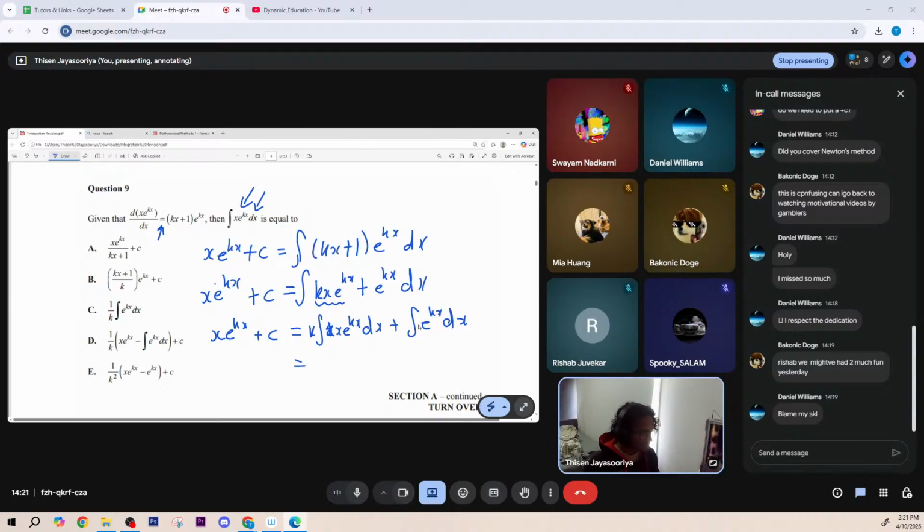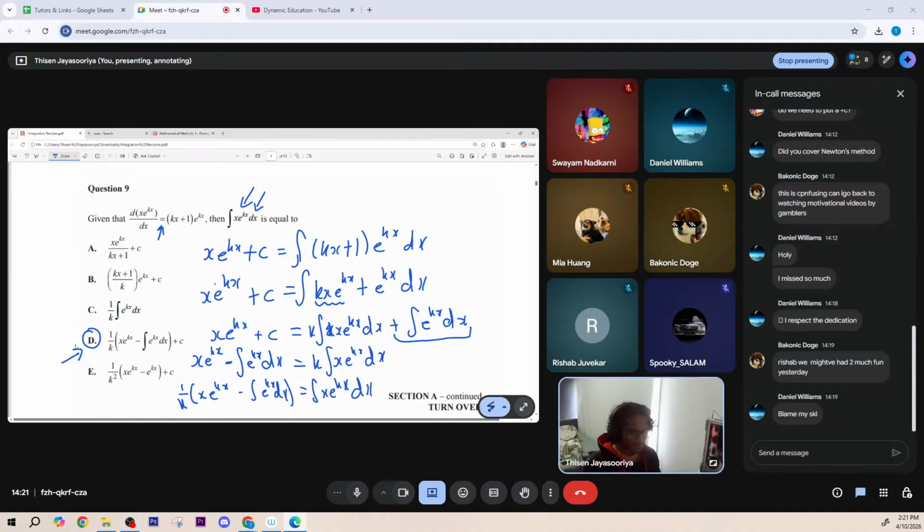So then I can subtract both sides by this integral here. Yeah? So here I get x e to the kx, take the integral of e to the kx dx, equals k times the integral of x e to the kx dx. Yeah? And then I divide both sides by k, I get 1 over k, x e to the kx, take the integral of e to the kx dx, equals the integral of x e to the kx dx, and I get D as my answer.